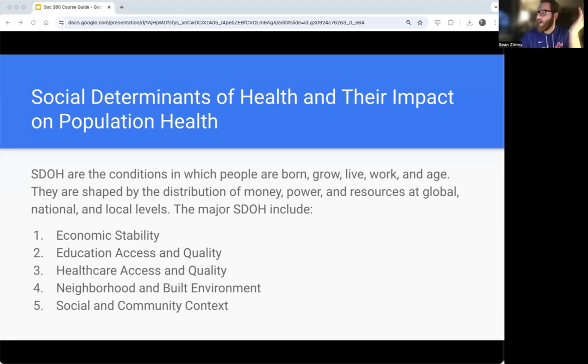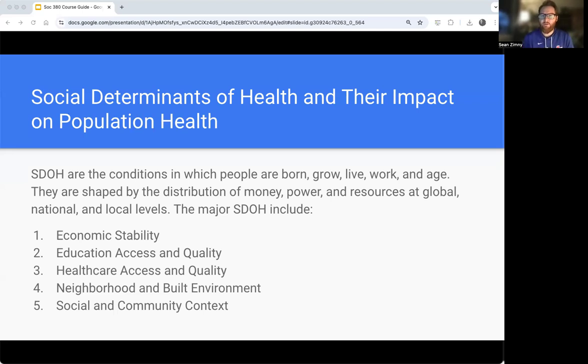So let's just describe each of these at a high level quick. So economic stability: access to steady income, access to employment, access to financial security. These things influence the ability to afford things like nutritious food, effective housing, good quality healthcare, directly impacting your health outcomes. Number 2, education access and quality. So higher levels of education correlate with better health literacy, healthier behaviors, and improved access to healthcare. It's a really important piece there, that education piece.